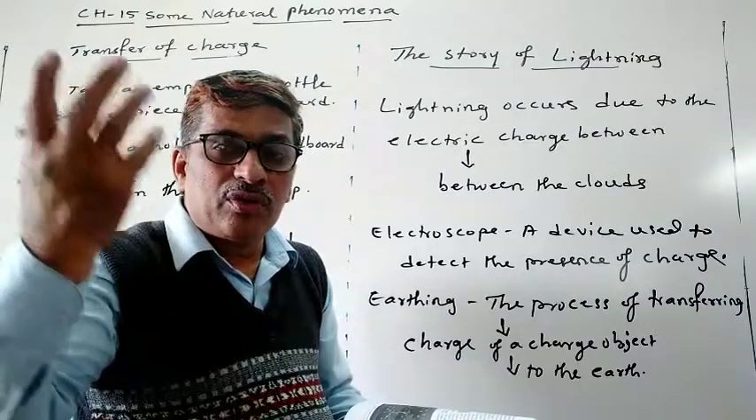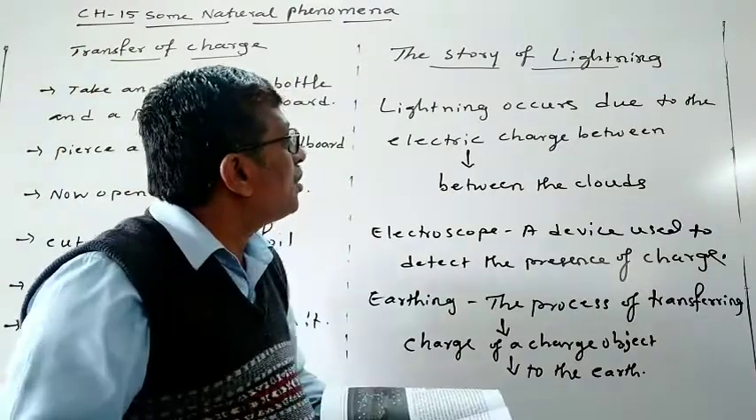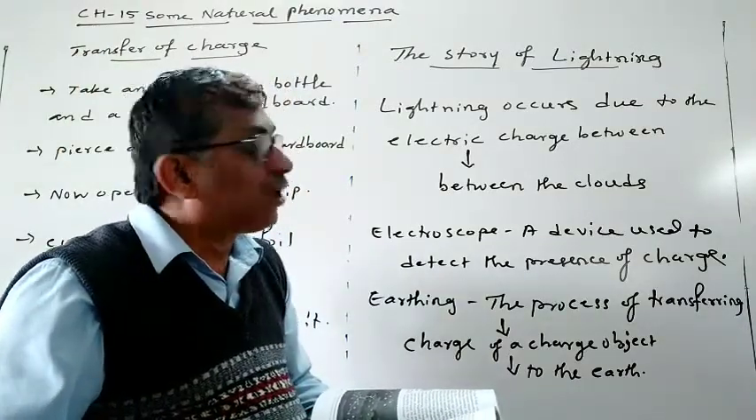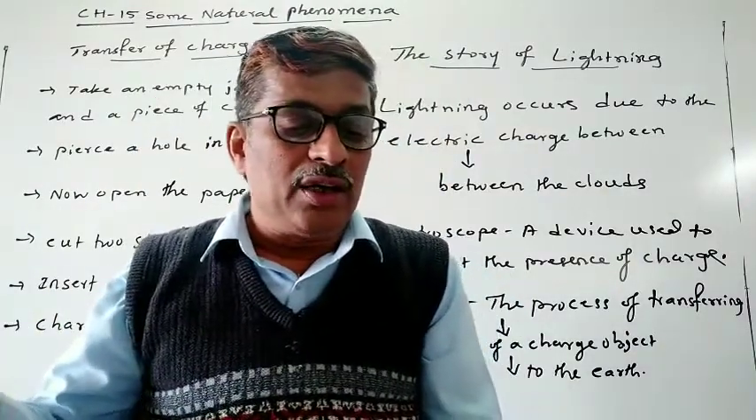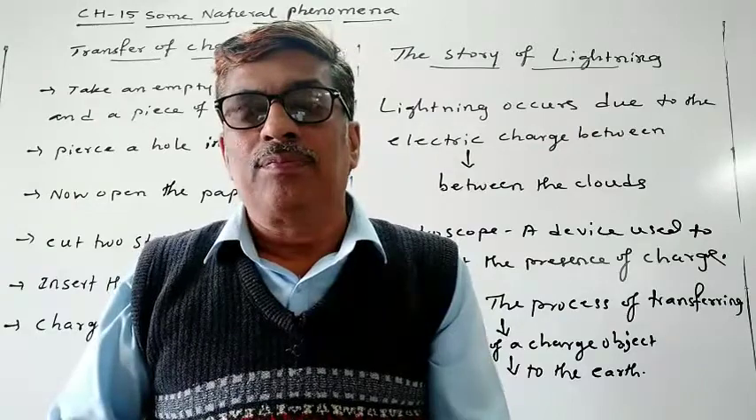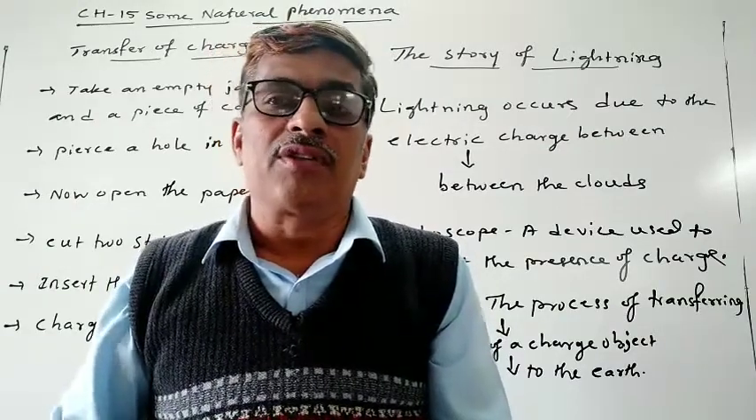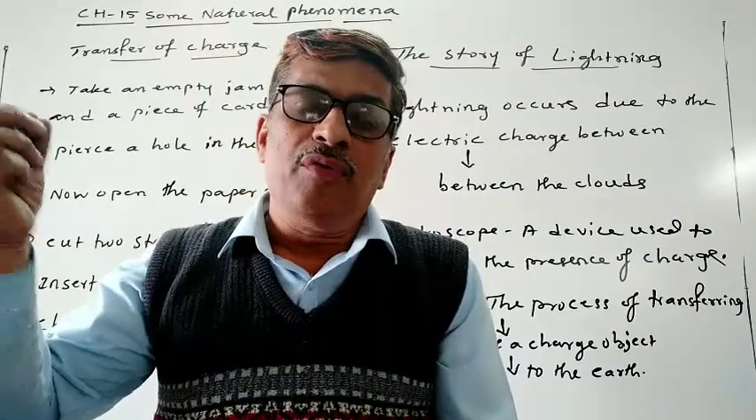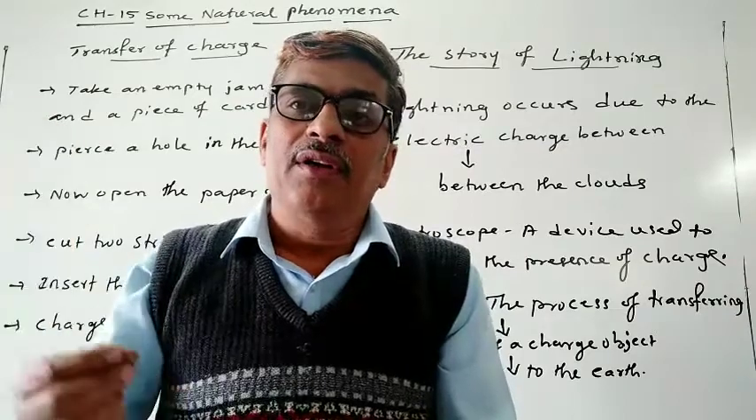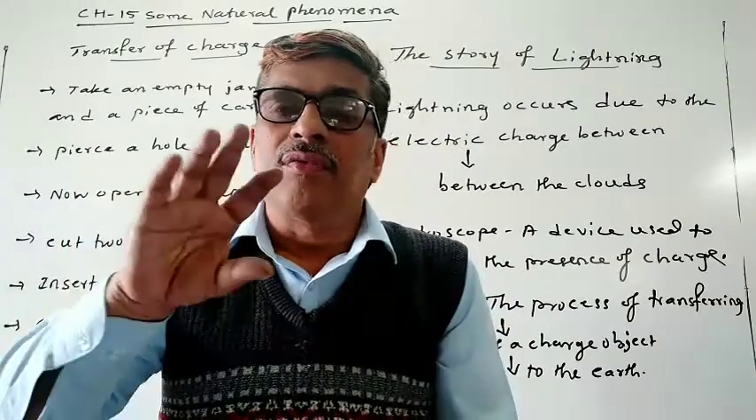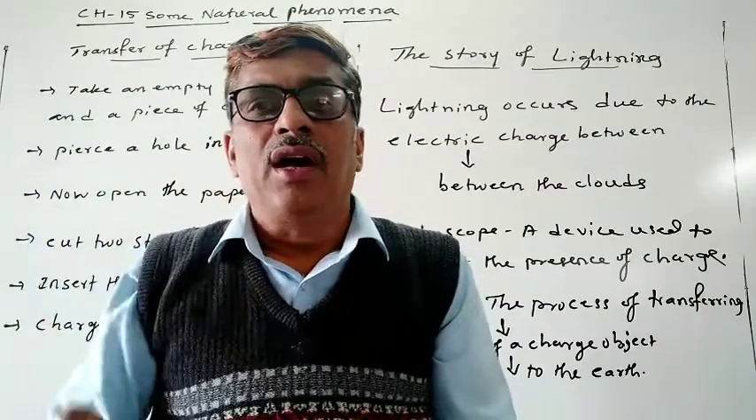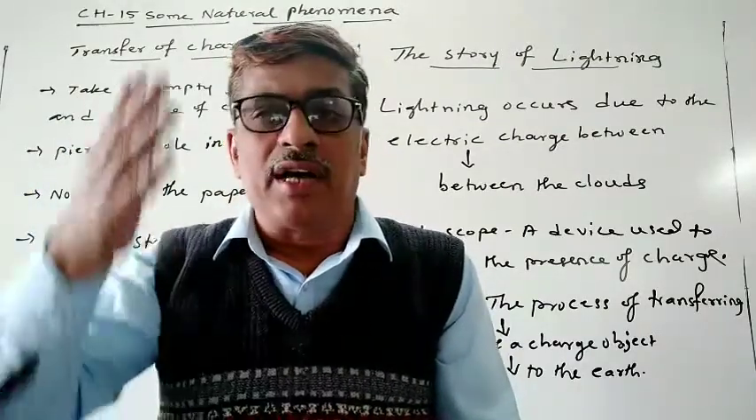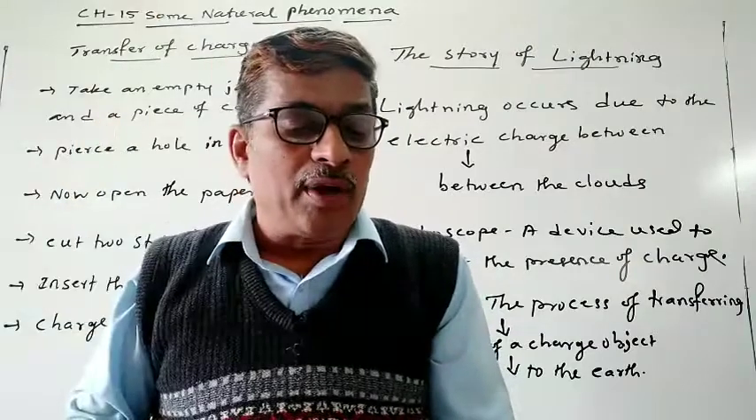So lightning, the streak of light, occurs due to the electric charge between the clouds. How does it happen? It happens during the development of a thunderstorm. A thunderstorm means that along with the light there will be wind, rain and storms. So like this, we see the streak of light.